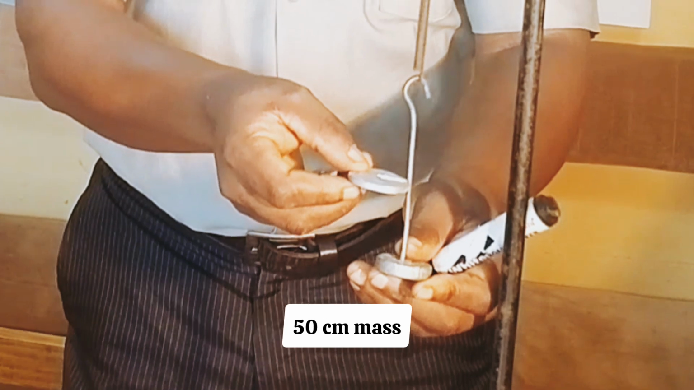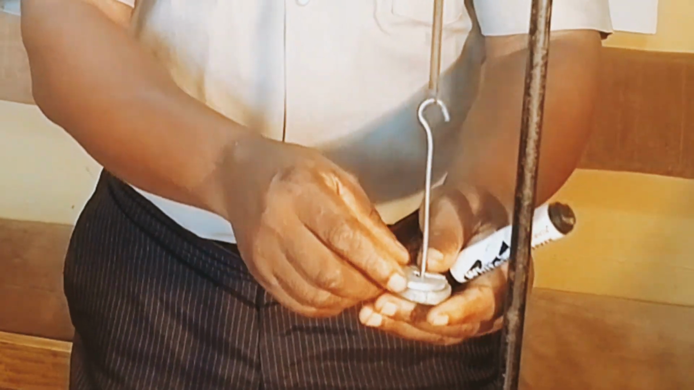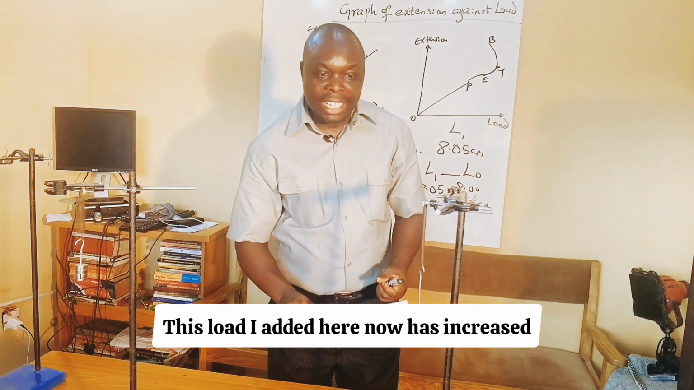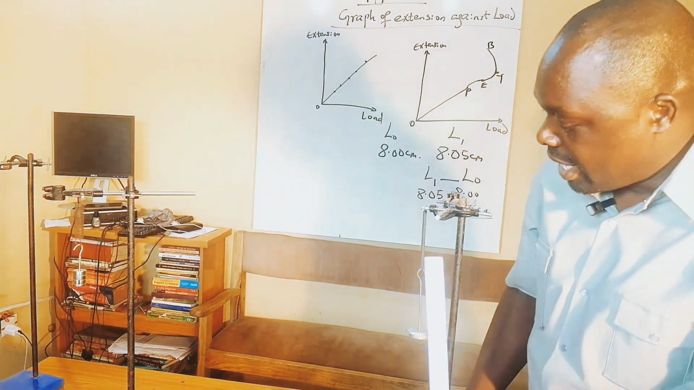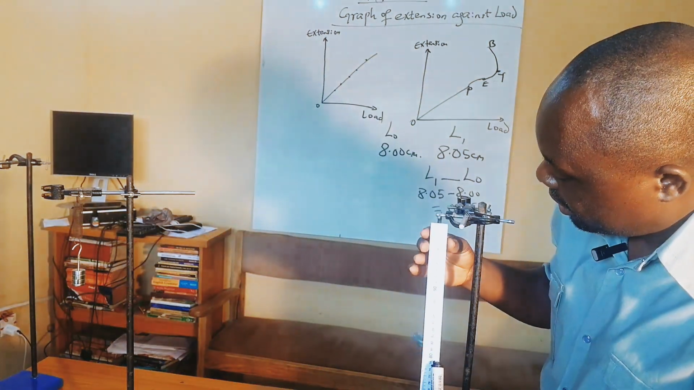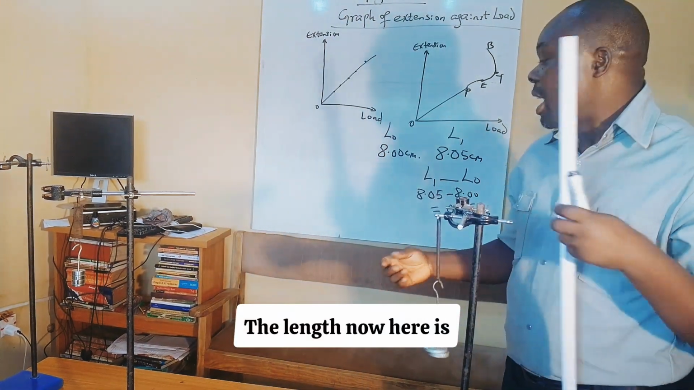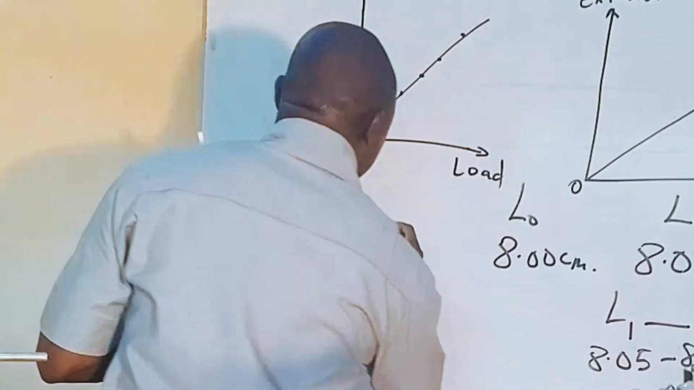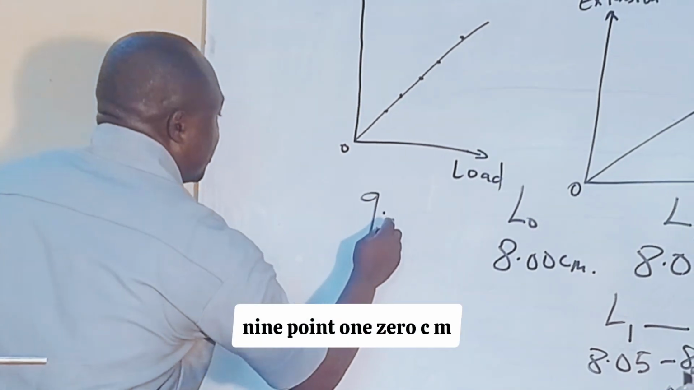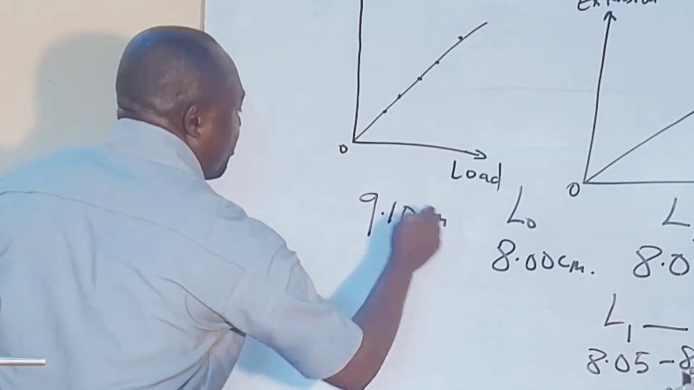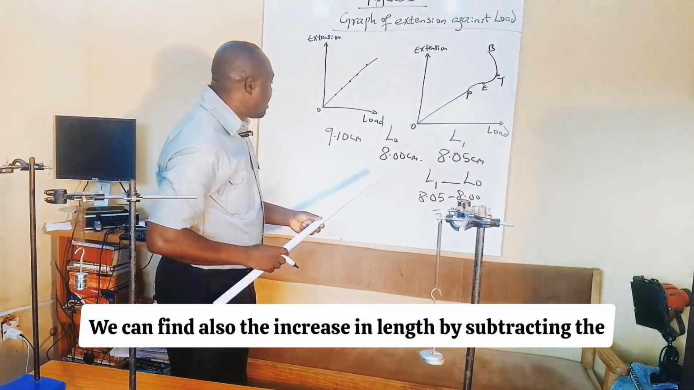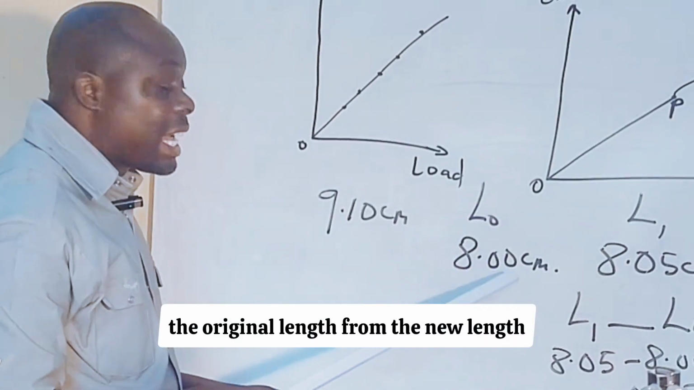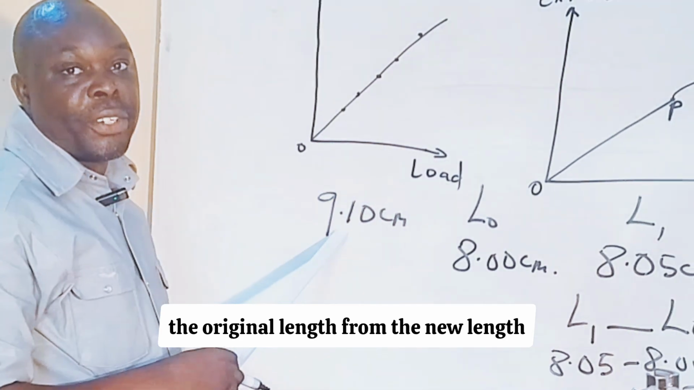Now, let me increase the load again by adding an extra 50-gram mass. This load I added here has increased the length. The length now here is 9.10 cm. We can also find the increase in length by subtracting the original length from the new length.